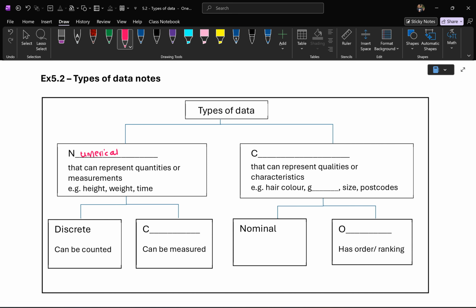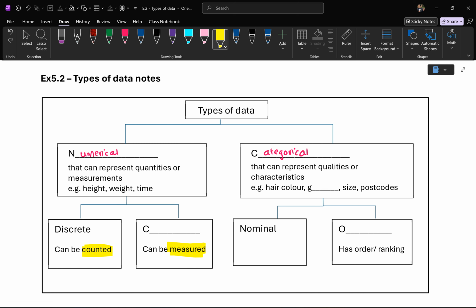And then the second one, starting with C, hands up if you know this one. Jack? Categorical. So you got numerical versus categorical. One way of thinking about it is numerical is represented by quantities, numbers. So it can be something that is measured or counted, which I wrote down here. So it can be counted or measured, which is why I split up into two different ones.